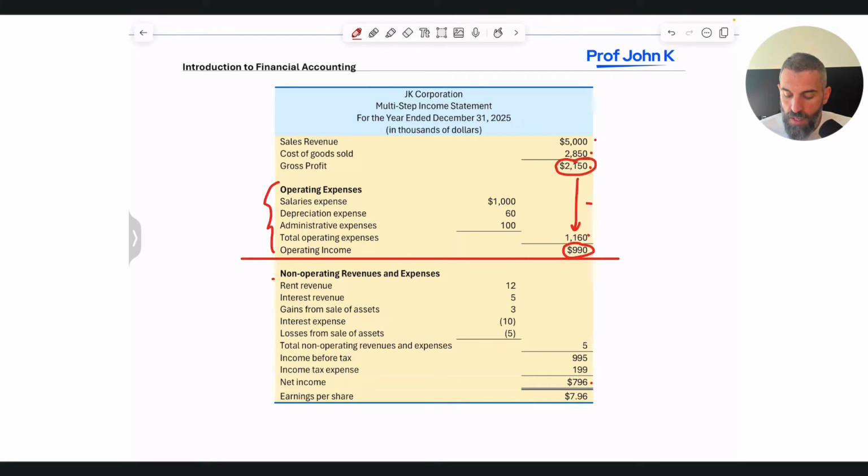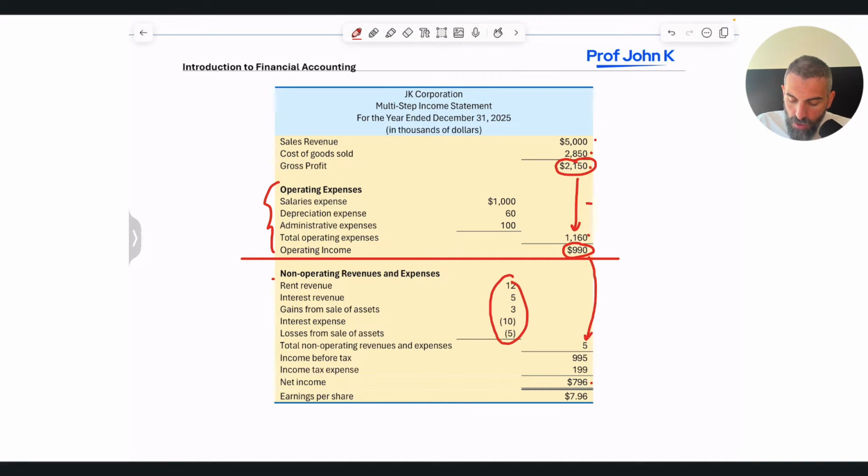taxes. And then after that, you have your non-operating. What are all the revenues and expenses that didn't come from the main business? So maybe you rented out some of your space. That would be a revenue, but it's not operating because you're not in that business. Maybe you earned a little bit of interest on your bank account. Maybe you had to pay a little bit of interest, right? These are all examples of non-operating activities.